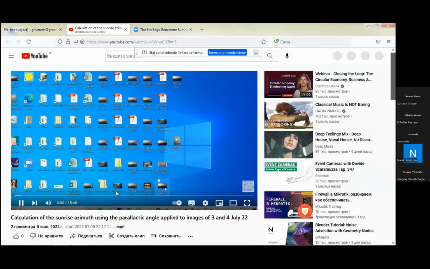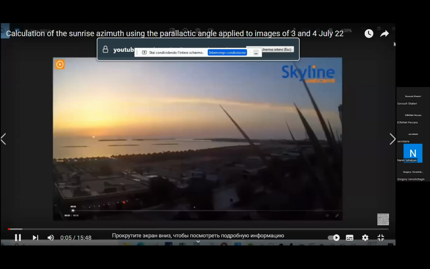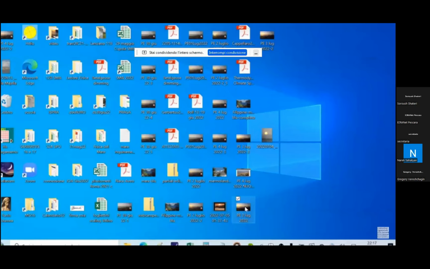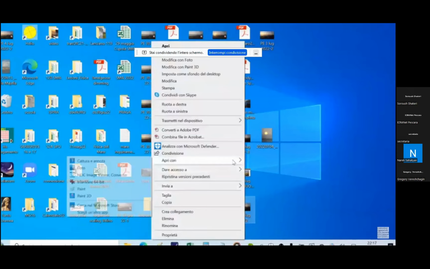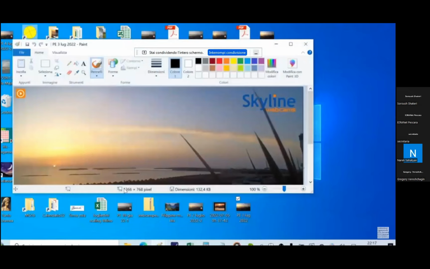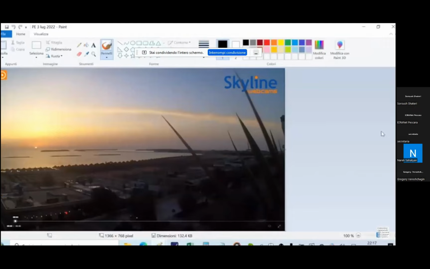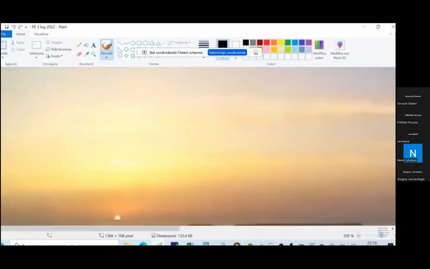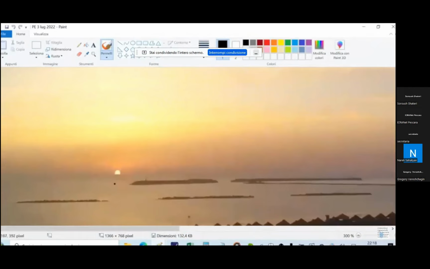We are going now to apply the concept of the intersection to a practical case, the sunrise azimuth of 3 and 4 July. We open the images, screenshots taken from the time lapse, with Paint. In this case, we can see July 3rd. The sun was probably rising from the horizon, but also from a line which is obviously parallel to the horizon. So it's a very thin case.